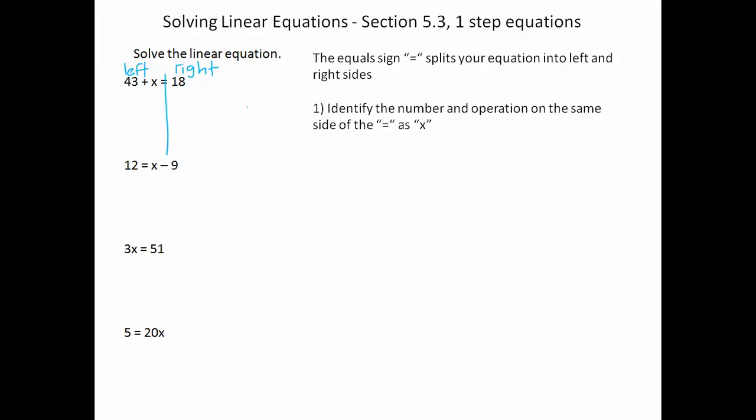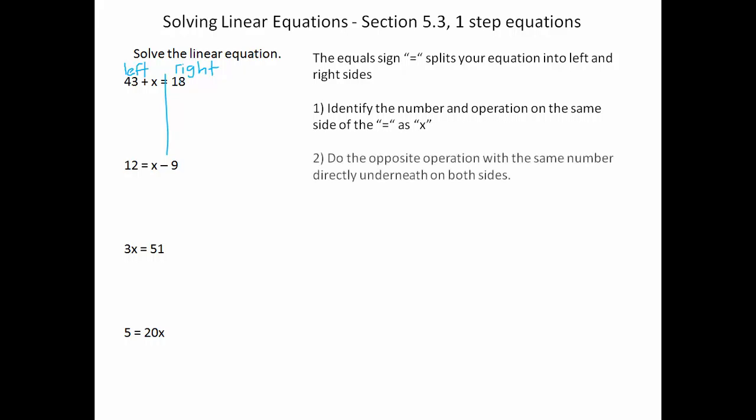So in order to do that, you've got to figure out what x is equal to. Well, I know what 43 plus x is equal to, and that's not going to do me any good. I have to get rid of this 43. So my first step, I'm always going to look at the number that's on the same side of the equal sign as your x and identify what that number is and what mathematical operation is going on between that number and x. In this case, the number with x is 43, and it's being added to x.